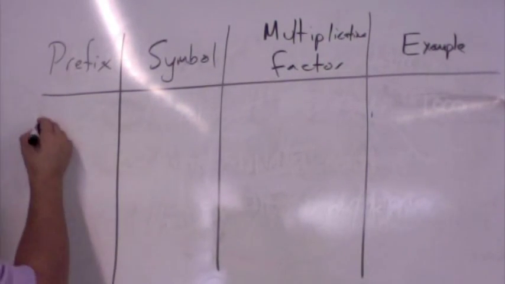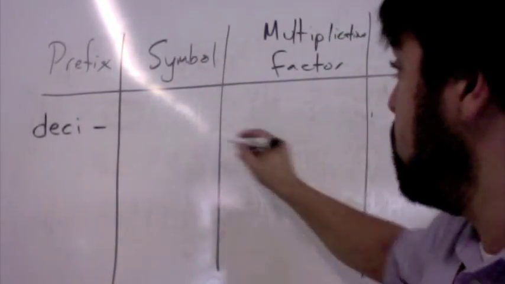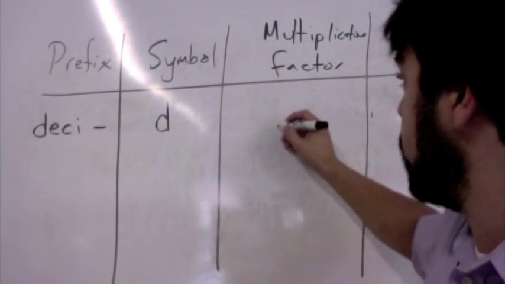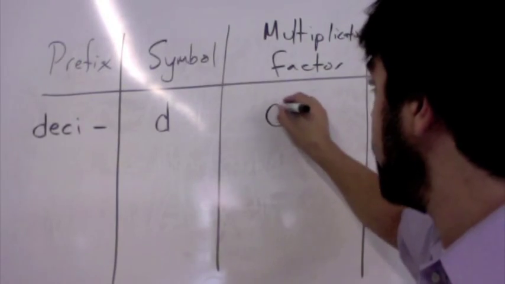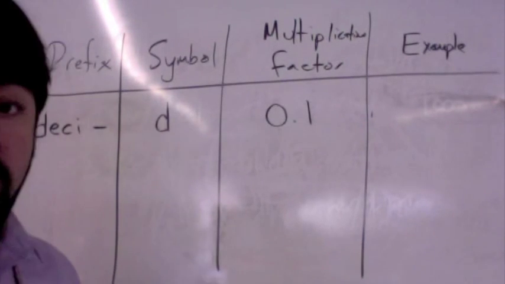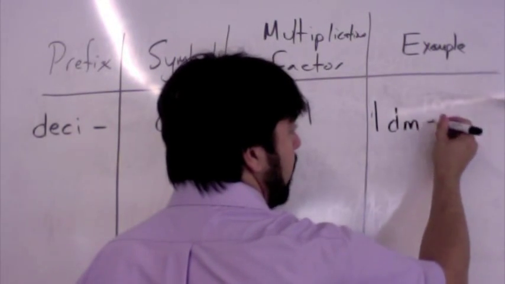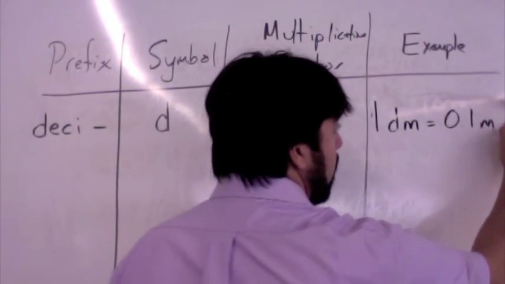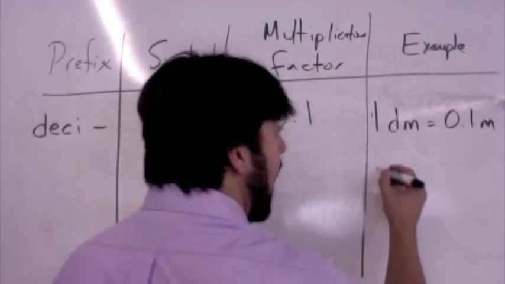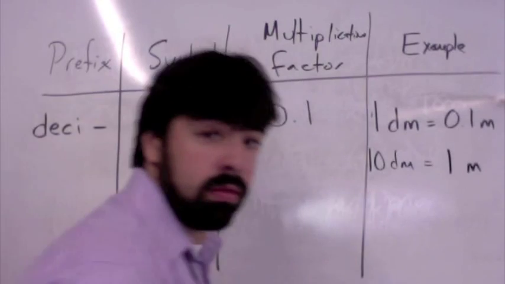Our next one is deci. And deci is going to be just the D. So deca had DA, deci is D. The multiplication factor here is a little different. It's 0.1. So what does that mean? Well, that means, I'm going to write two examples here, that 1 decimeter is going to be 0.1 of a meter, 1/10 of a meter. Another way of thinking of this is if you had 10 decimeters, you would have 1 meter.